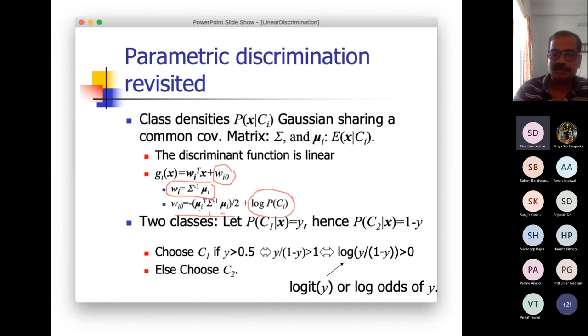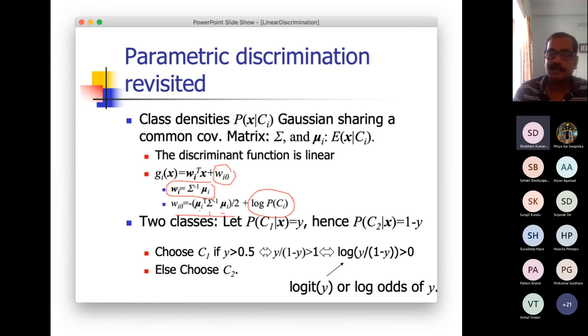Now there is a term, a function of y, called the logit function. This logit is a very interesting function. So this is the definition: if I say logit y, it means log of y by 1 minus y. And what is y in this case?